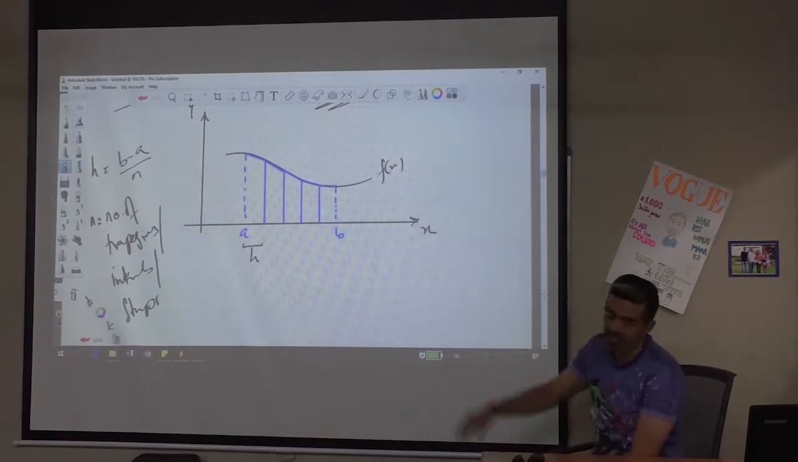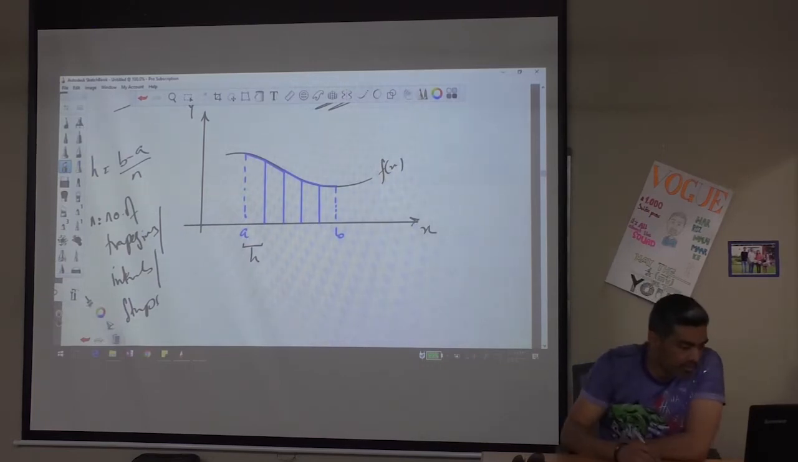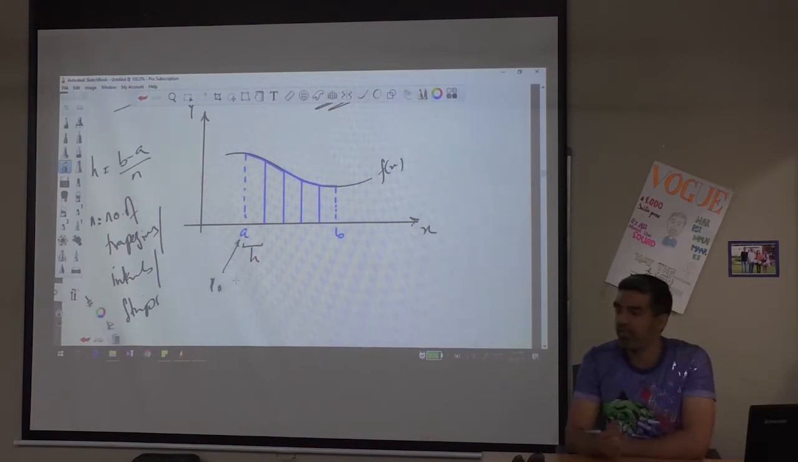Okay, when this h comes, then the next thing what you need to do is you need to chalk out the x values. So the very first one you're starting off with is x naught. Let's say the very first one you start off with.